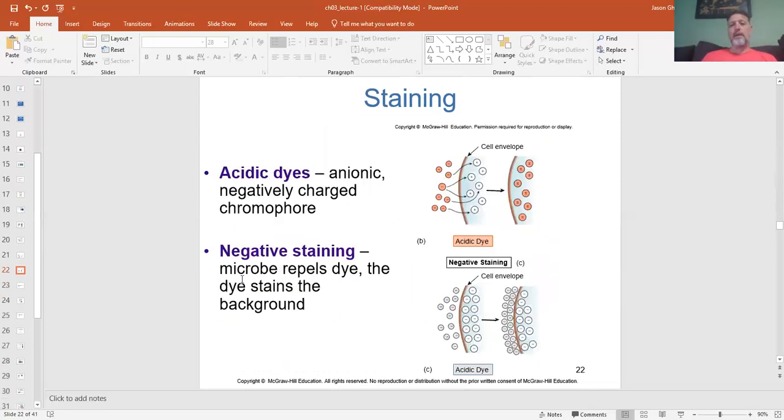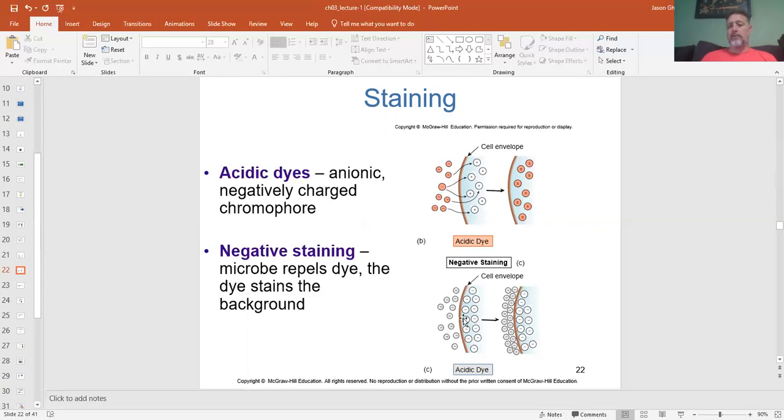On the other side, we have acidic stains, which have a negative charge and will stick to, again, because opposites attract, will attach to positive charge elements in the organism. These can give you a positive stain. In other words, again, the specimen itself is what's stained, where you see the specimen colored, and that's what's showing you here.